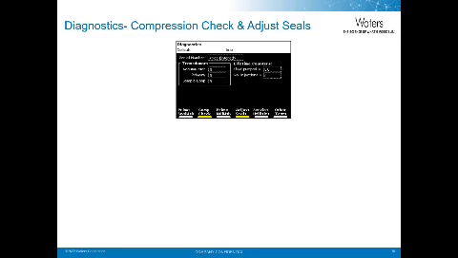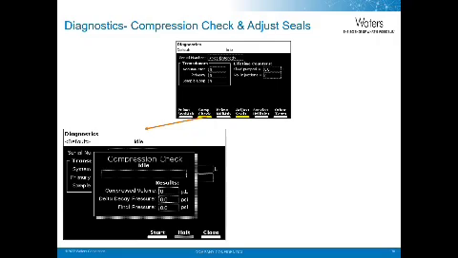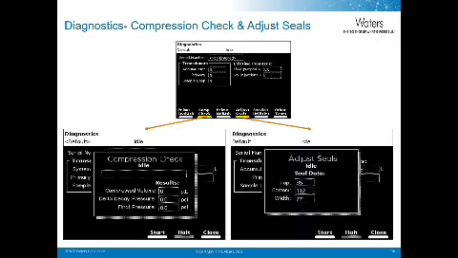The compression check automatically compresses the solvent in the sample loop and syringe, checks for leaks, and determines the compressibility of the solvent in the system. This is best to do with organic solvent. Adjust seals automatically adjusts and optimizes the vertical needle port in the seal auto injector.